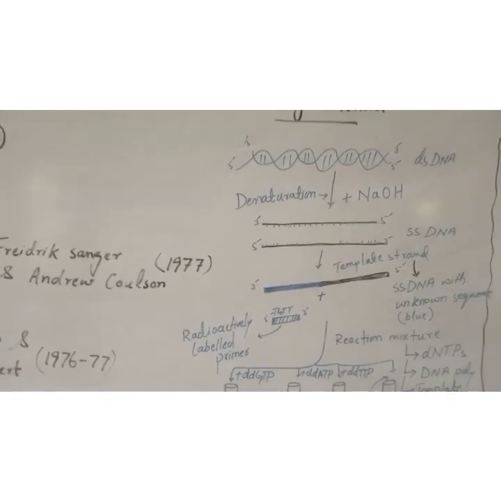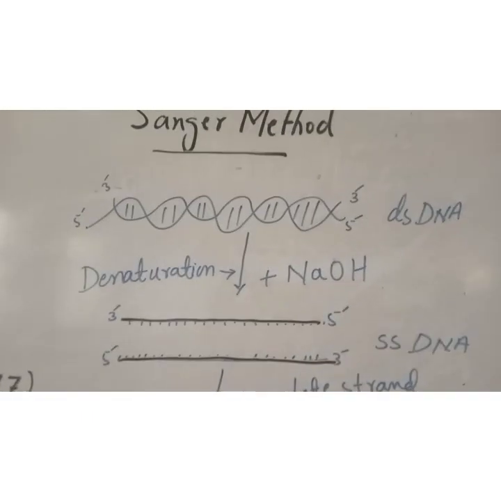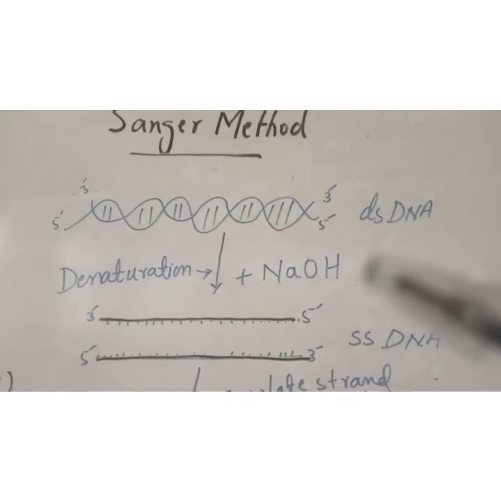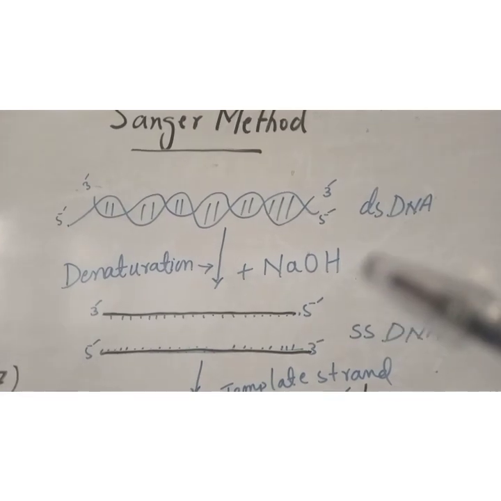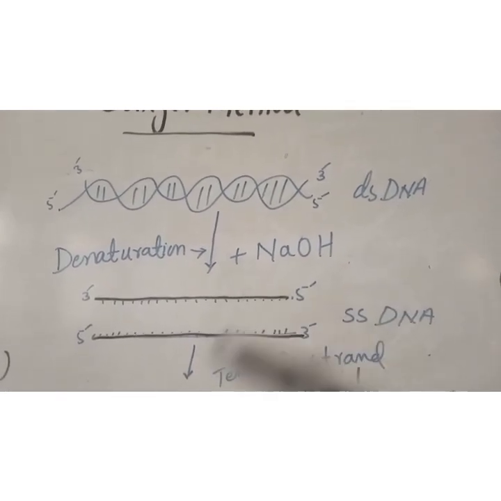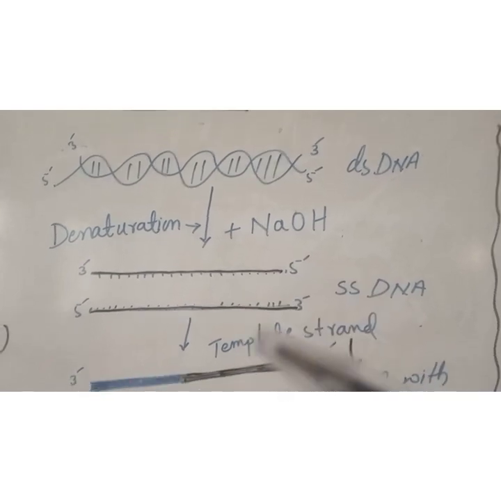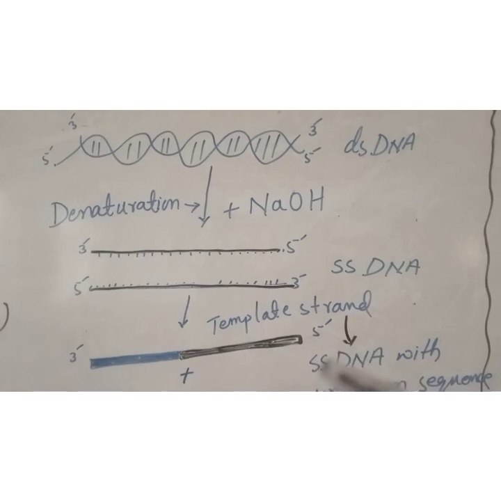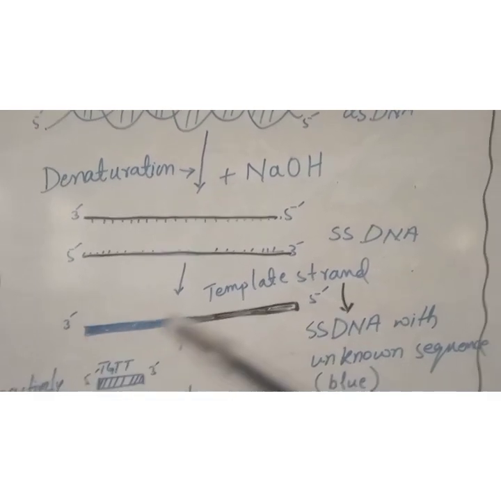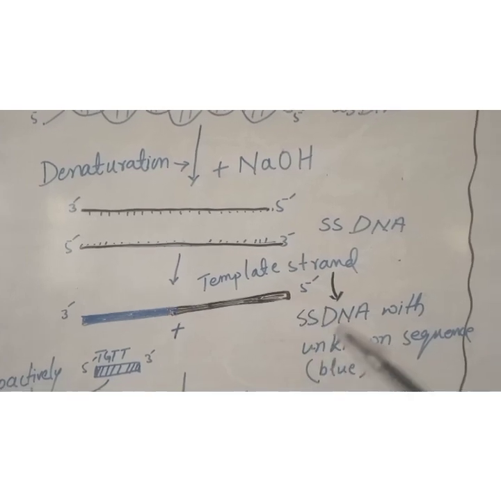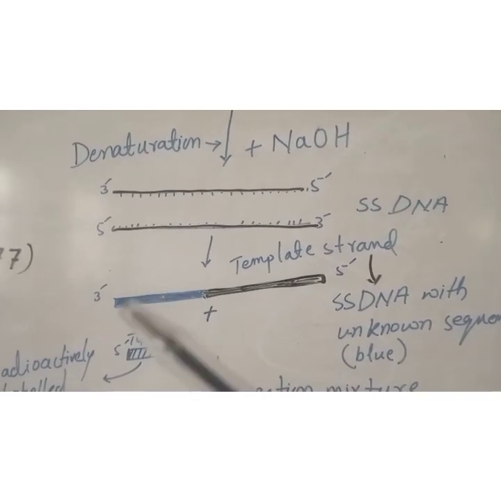If we look at the procedure of the Sanger method, double-stranded DNA is taken. This double-stranded DNA is denatured with sodium hydroxide to convert it into single-stranded DNAs. From these, one strand is used as a template strand, and this strand is tagged at the 3' end. Look here, that is the template strand, a single-stranded DNA with unknown sequence. Blue means that it is tagged with blue dye.